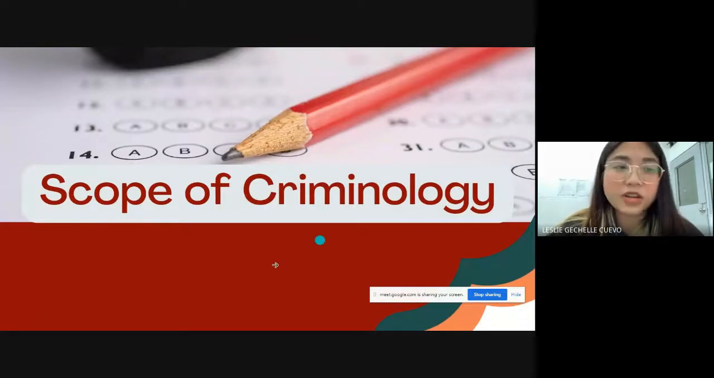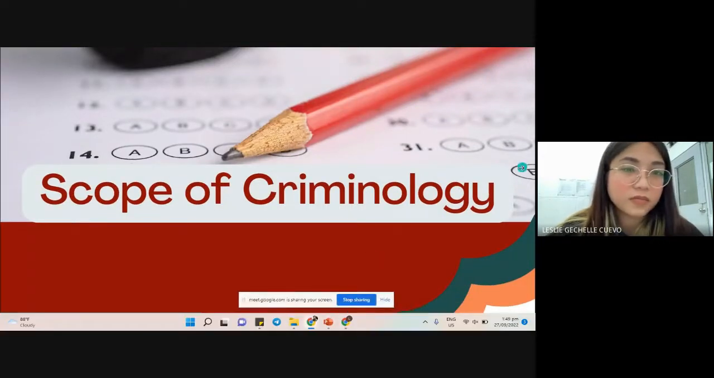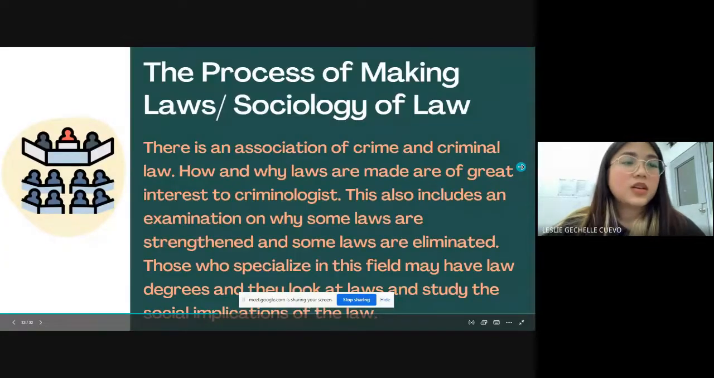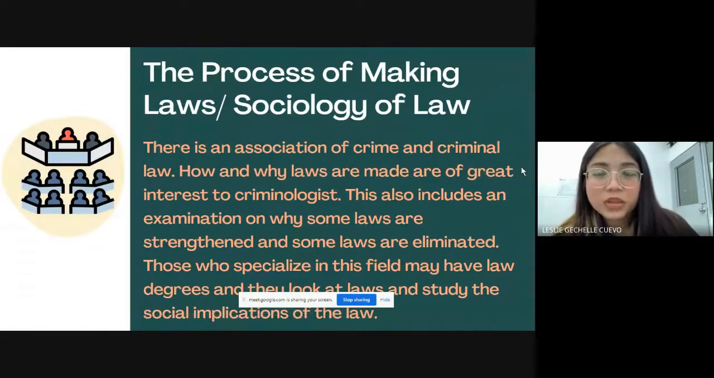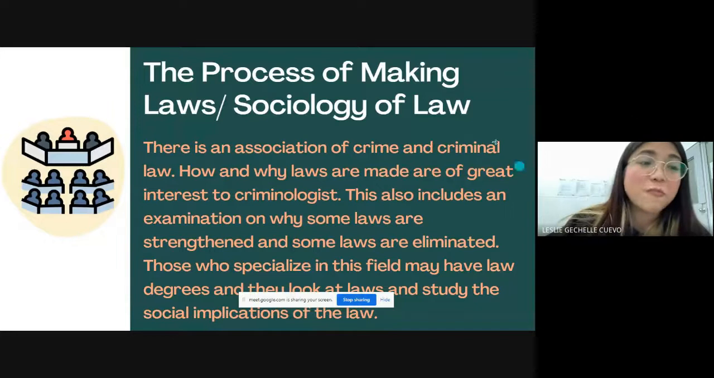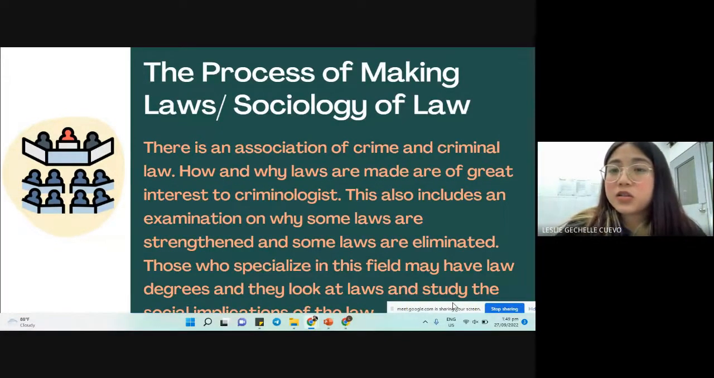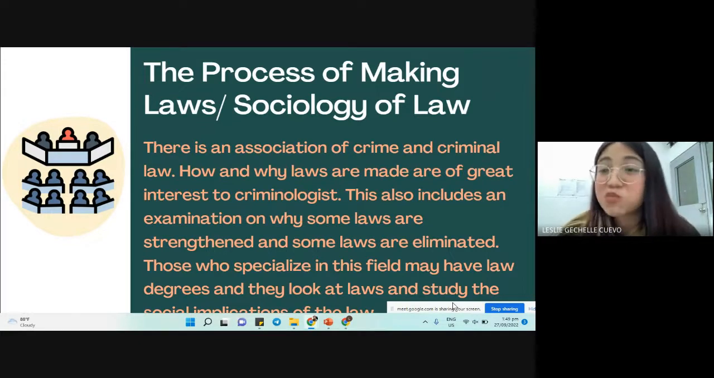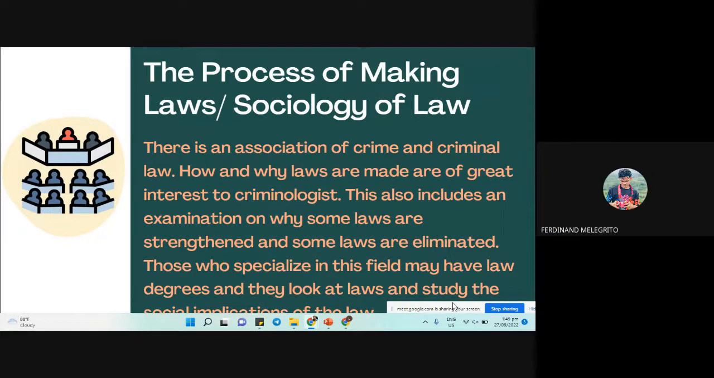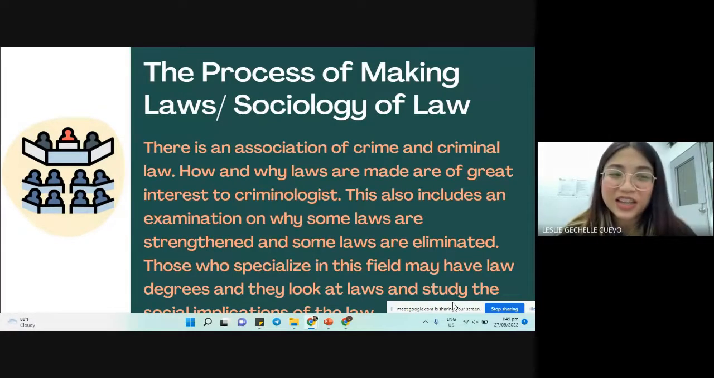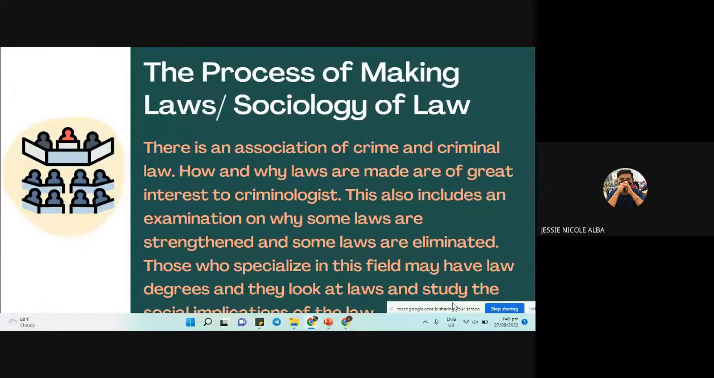Eto. Scope of criminology. Merong tatlong scope. The first one is the process of making laws, paggawa ng batas. Or this is also known as the sociology of law. O, first question, sino gumagawa ng batas sa Pilipinas? Police. Congressman. Gobyerno. Si aling Senator. Parte ng gobyerno? Aling branch? Senator.